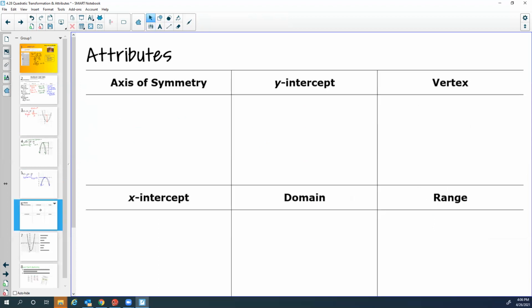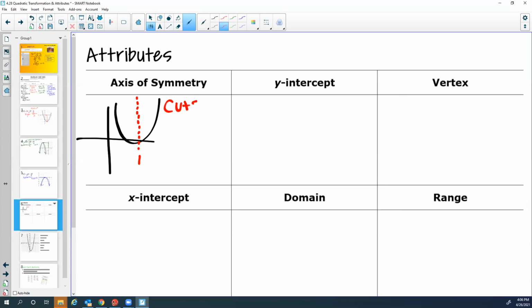All right, now let's get to some attributes. Our attributes here, first off, we have the axis of symmetry. Your axis of symmetry is the line that cuts your parabola in half. It's written as x equals a number. That number is the x value of the vertex.